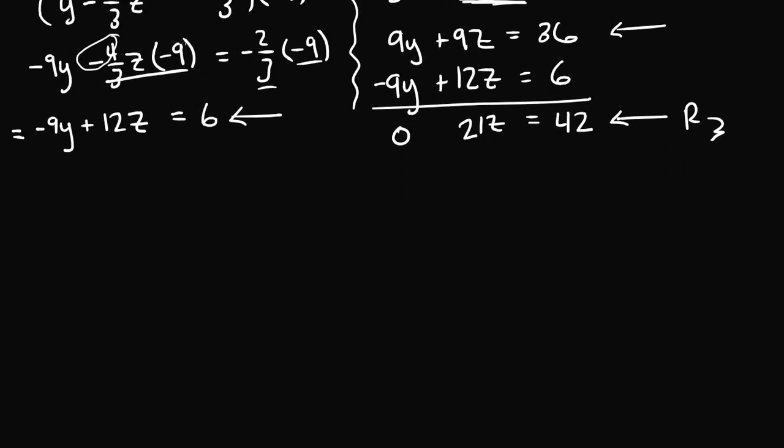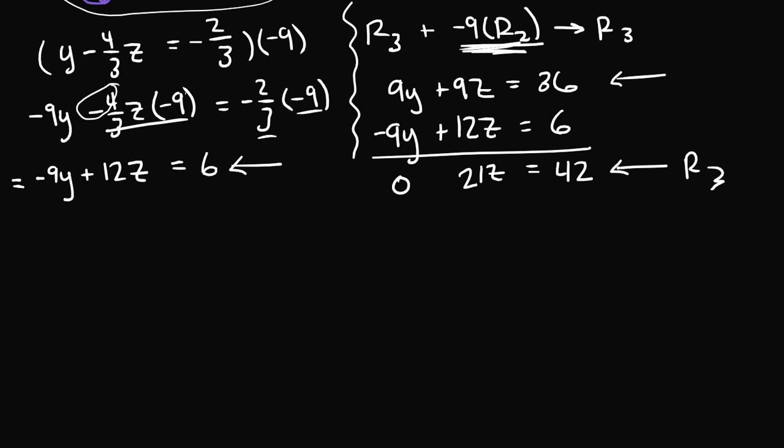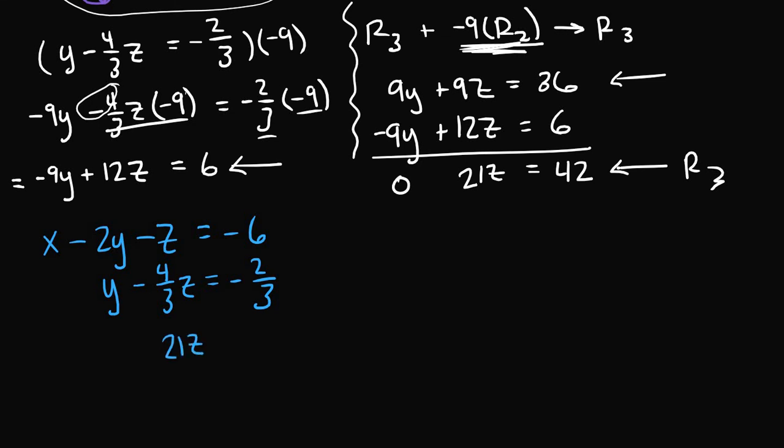So again, I'm going to scroll down a little bit more, and we're almost there. Our new equivalent system is x minus 2y minus z is equal to negative 6. And then our new R2 is y minus 4/3 z is equal to negative 2/3. And then finally our new R3, 21z, is equal to 42. So cool, we got a 0 term here, a 0 term here, right? We also have a 0 term here. We have a leading one here, but we don't have one here.